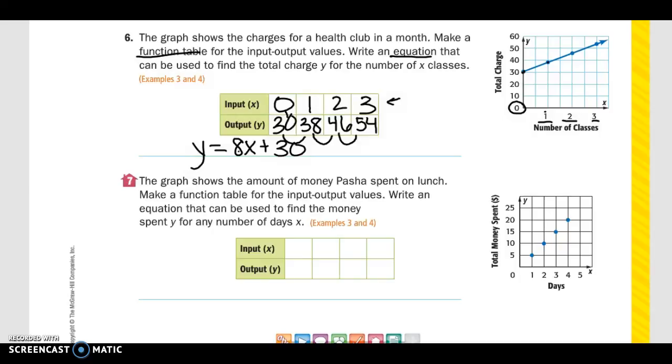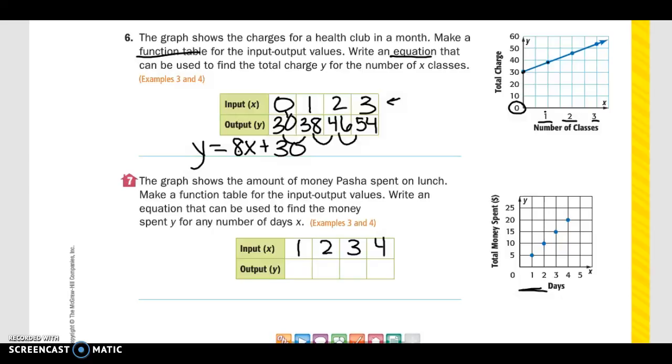Take a look at number 7. The graph shows the amount of money Pasha spent on lunch. Make a function table for the input-output values. Write an equation that can be used to find the money spent y for any number of x days. So let's look over here at this graph. Let's see where our first dot is. The first dot's at 1, so we're going to start at 1. And then we have 2, 3, and 4.